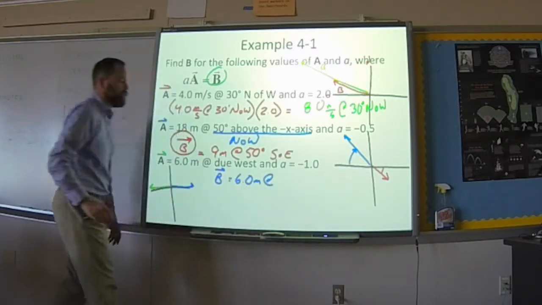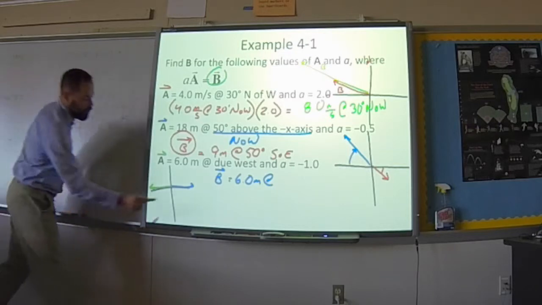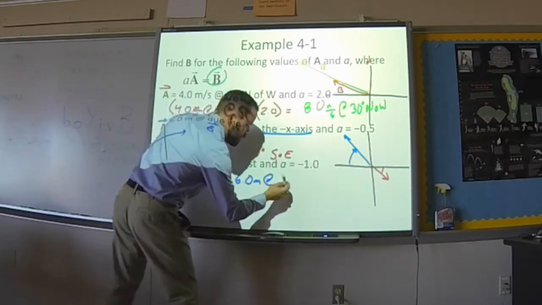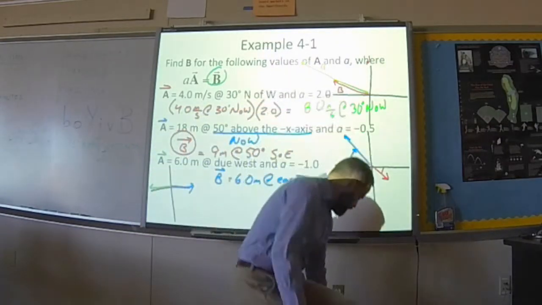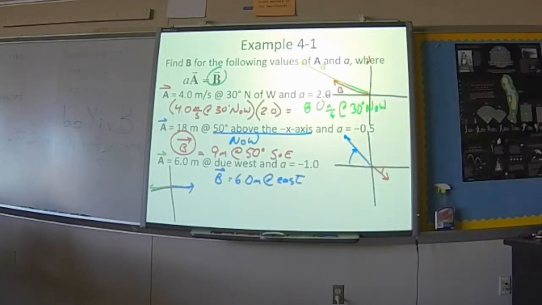Don't forget the direction. At what? How would you say that, Victoria? Make a little better arrow here. Due east. Yeah. You could say 0 degrees north of east. That's fine too. All right. But all those are ways of notating direction around a coordinate system.